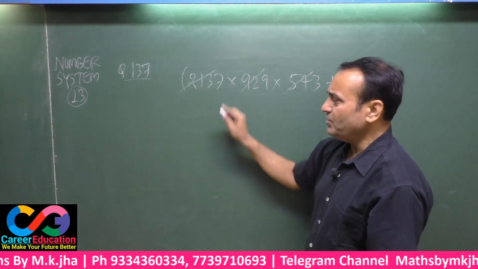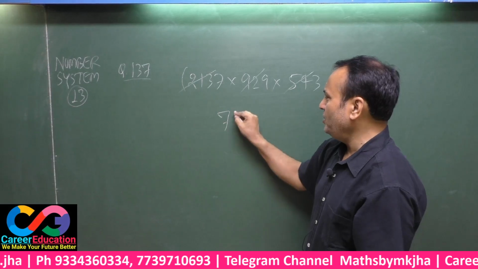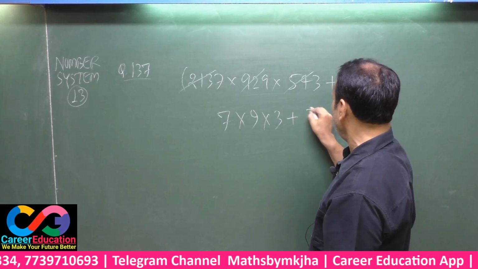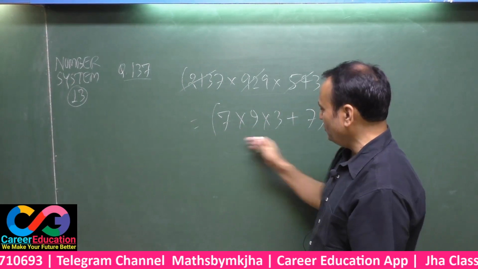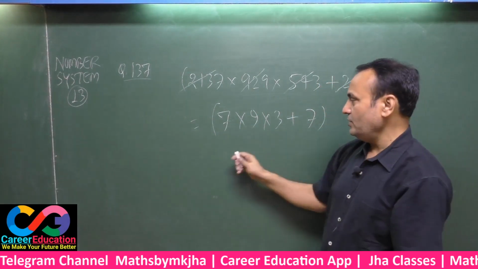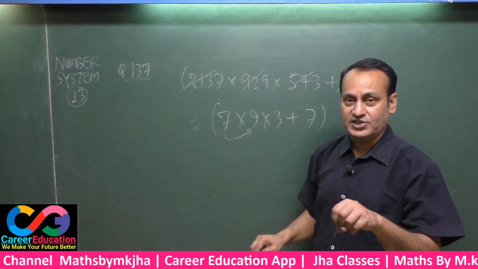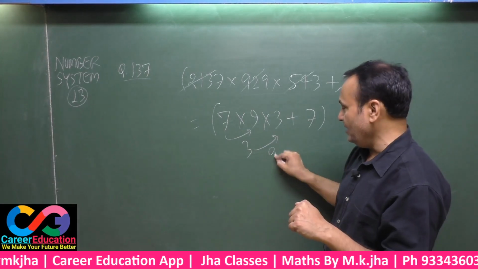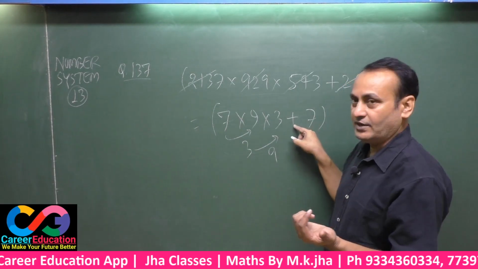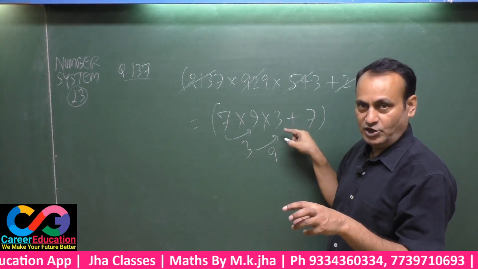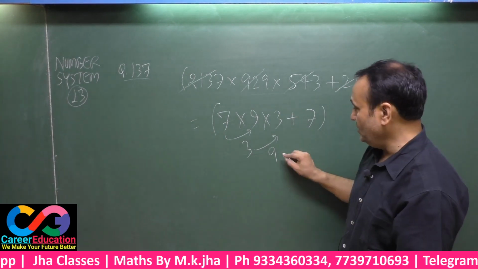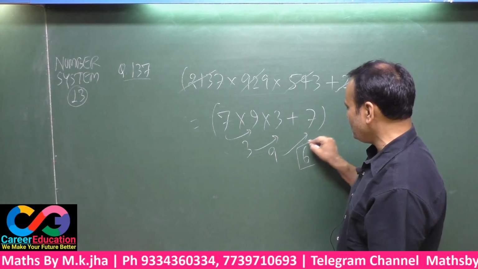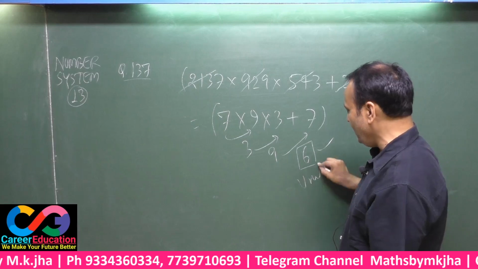See here, this question asks only for the unit place of this product. So the product is this one, and you have to multiply now. 7 nines are 63, unit is 3. 3 into 3 is 9, unit is 9. Many times there will be a multiplication sign here, but this time it is plus. So 9 plus 7 equals 16 and the unit is 6. This is your final answer.